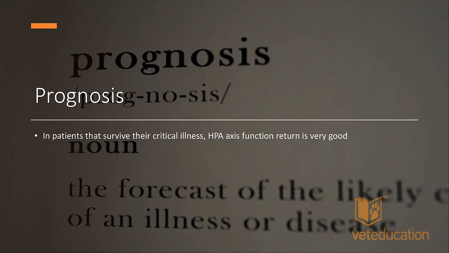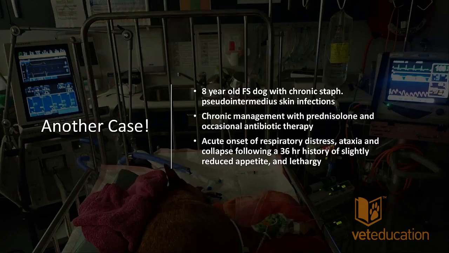What is the prognosis for this condition? In patients that survive their critical illness, the return of normal hypothalamic-pituitary-adrenal axis function is actually very, very good. They have to survive their underlying disease. That's the big thing that will kill the patient, but this is just an inconvenient complication that you may come across in some septic patients.